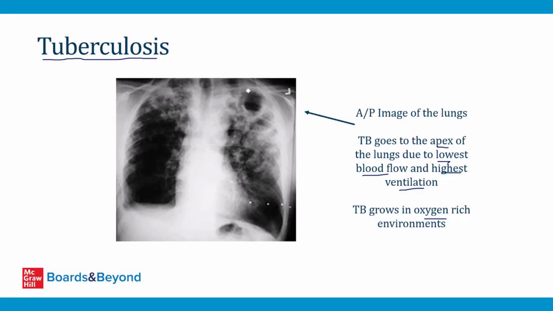And if you look at this x-ray on the screen here, this is a cavitary lesion of tuberculosis, and that's in the upper lobe of the left lung. And once again, this is all because of the VQ ratio in that portion of the lungs.